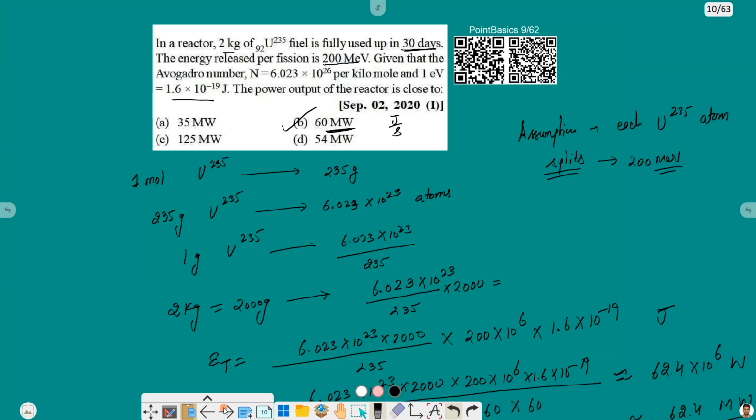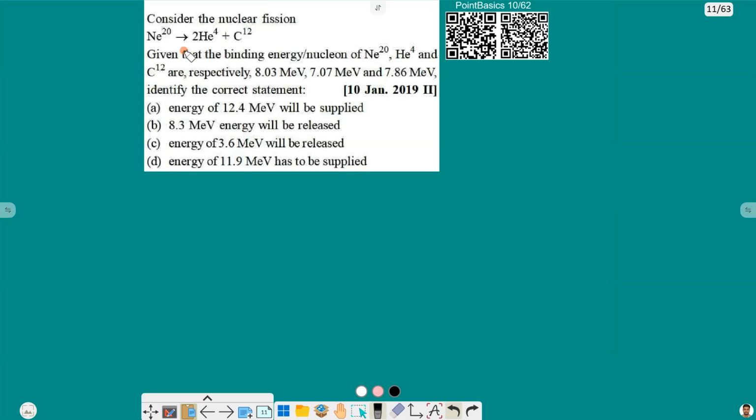Now let us move to one more. Let us do one more. Consider the nuclear reaction. Given the binding energy per nucleon, identify the correct statement. Which statement is correct? For this, let's find out the total energy produced here. So delta E, this is the total amount of energy that will be either produced or needed for this reaction to happen. That will be the difference in the binding energy.